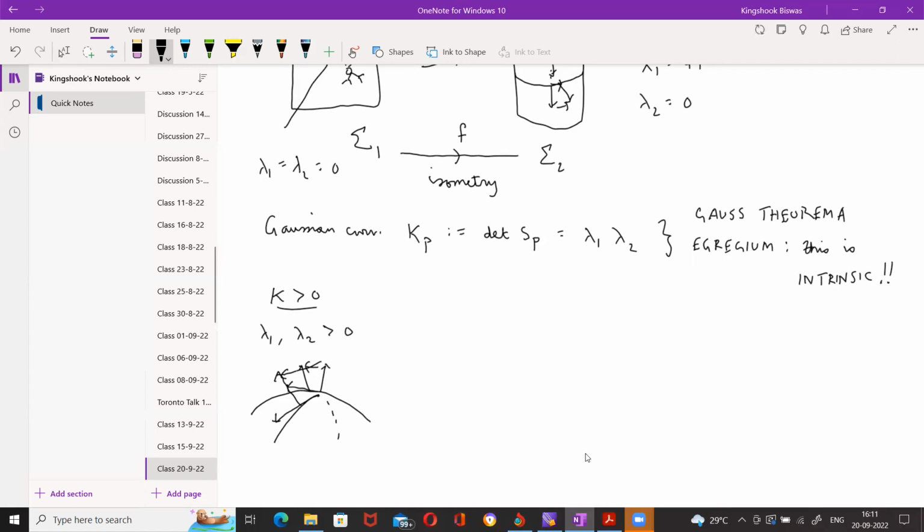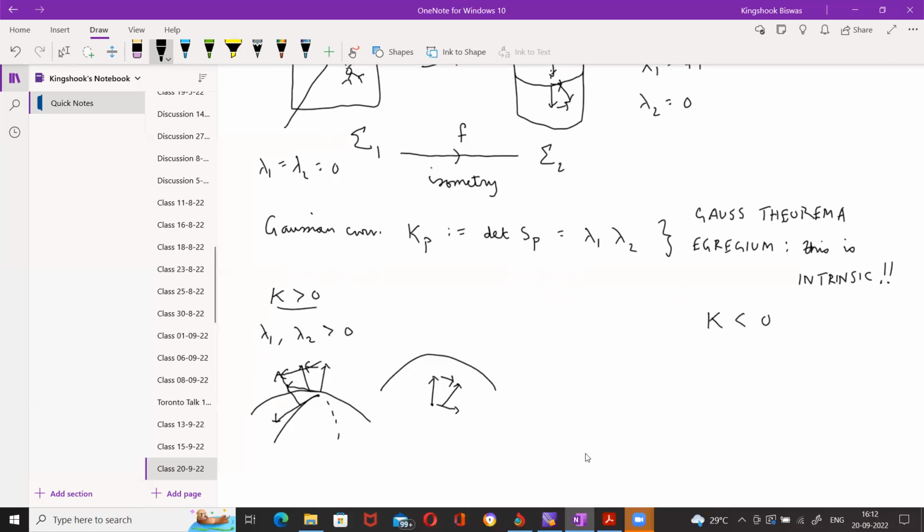Does this picture make sense? Yes. On the surface of a sphere, whichever direction I move, in fact, all directions are eigen directions, because the shape operator for a sphere is just the identity. So whichever direction I move, the change in the normal vector is proportional to that direction, right?